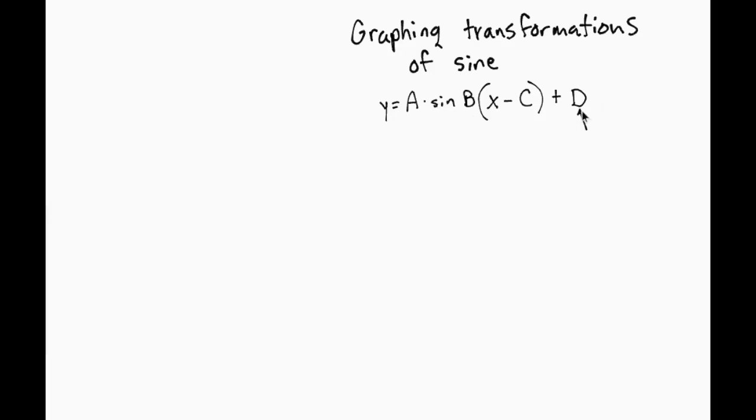If there's a number in place of d, it will cause a vertical shift. Plus shifts upwards, and minus shifts downwards. A number in front of the sine term will change the amplitude. If this number is negative, it will reflect the graph vertically across the midline. B affects the period. 2 pi over b will equal the new period.